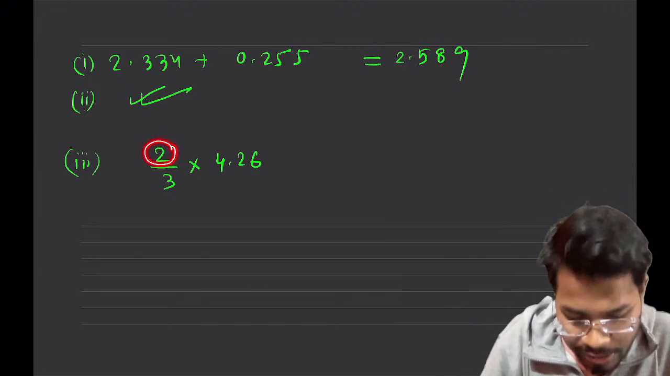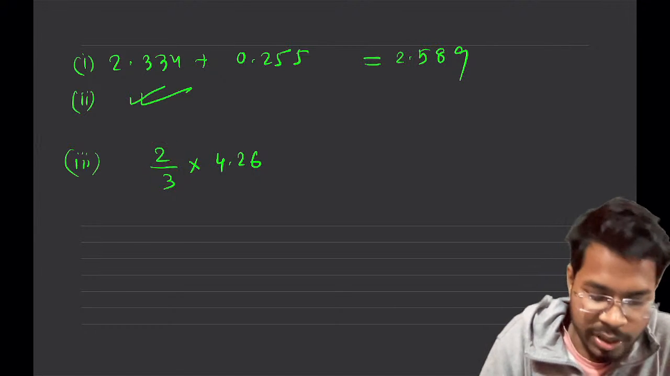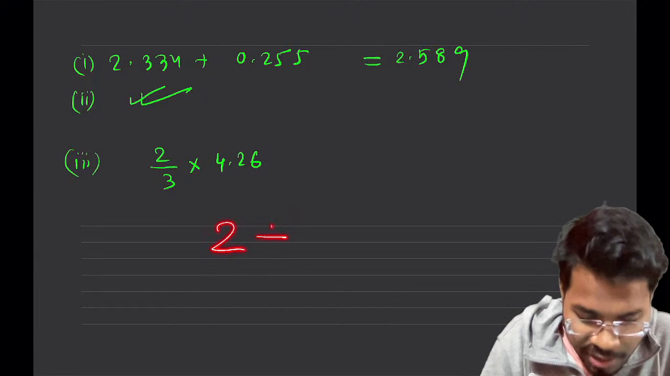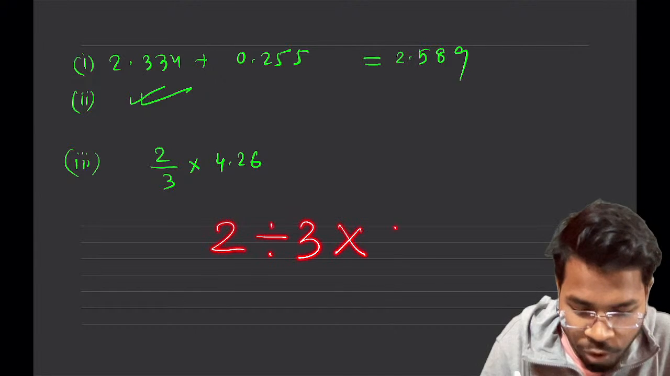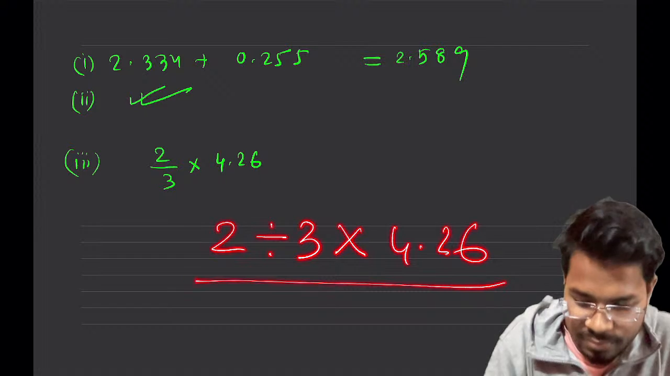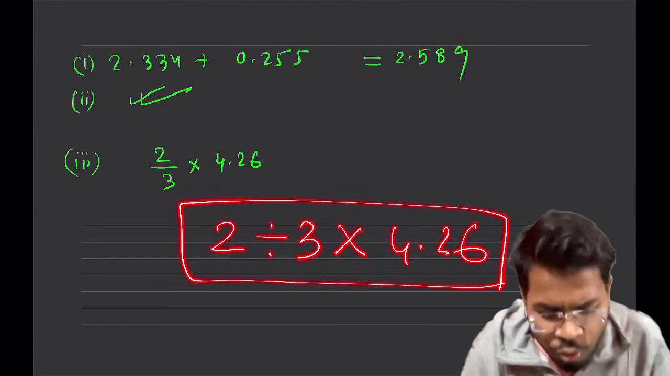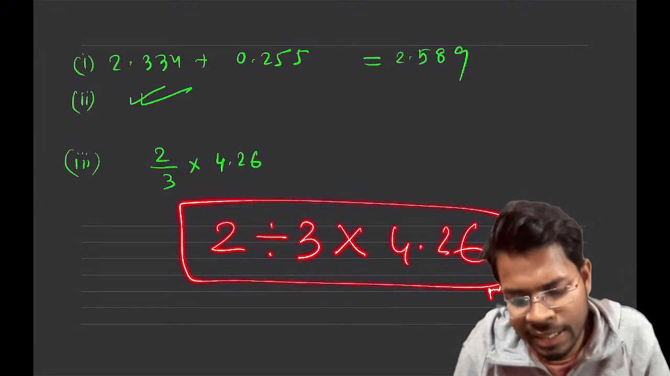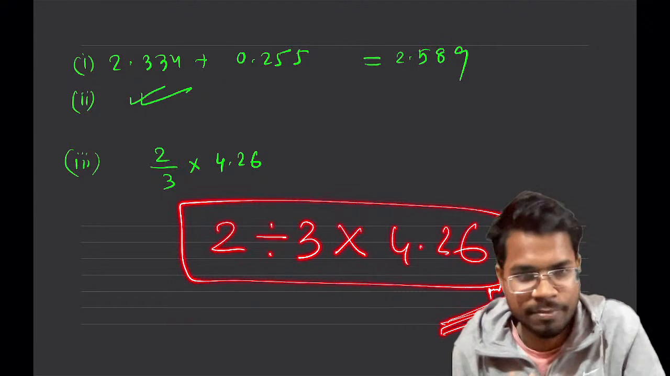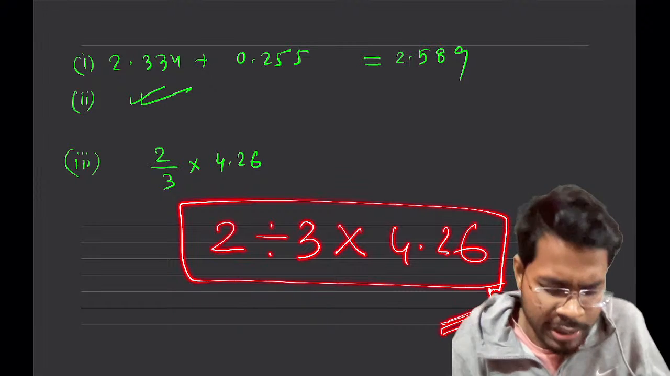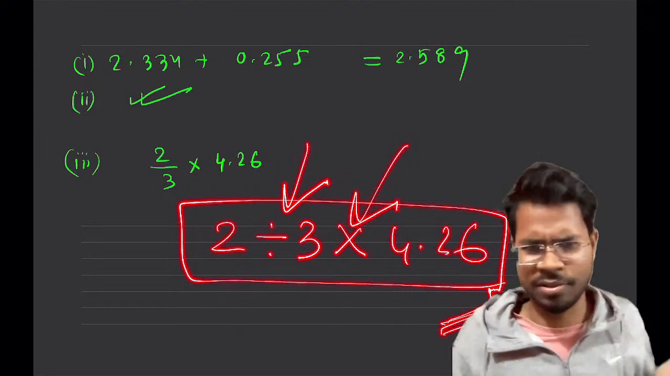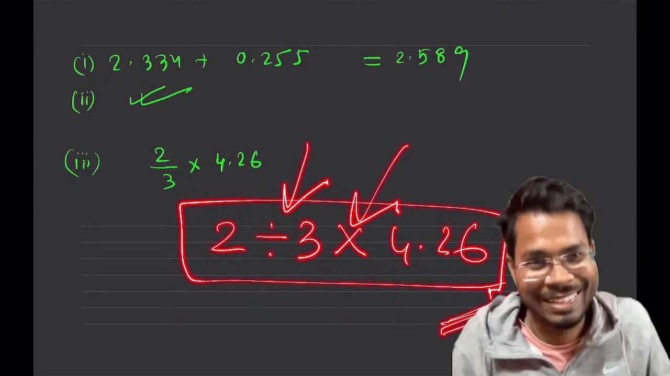You will just put it in the calculator in this way: 2 divided by 3 multiplied by 4.26. If you put this in this way on the calculator, then you might not get the correct answer. Might be I forgot whether I should do division or then subtraction. I really forgot that thing, seriously.